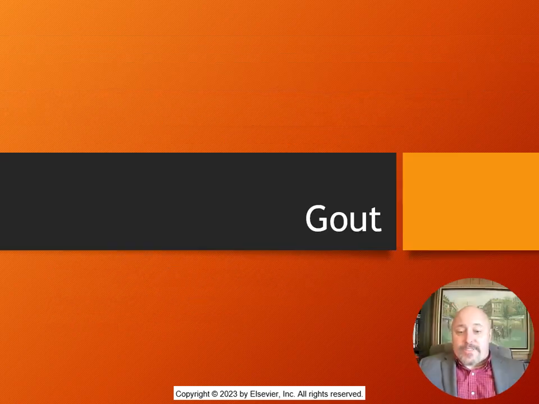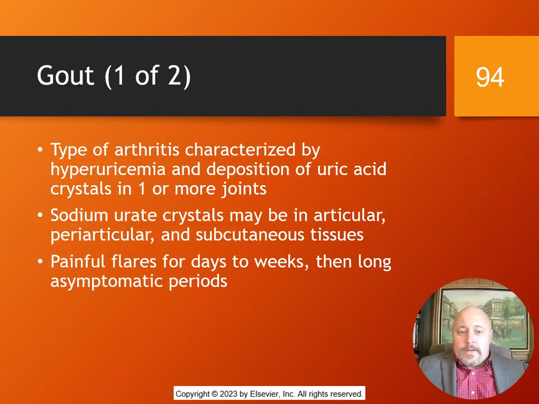And we'll finish up this module with gout. It wasn't just for Henry VIII. Gout is a form of arthritis characterized by the buildup of uric acid crystals depositing within the joints. And as these crystals deposit, they can cause the joint to swell up and become extremely painful. These painful flare-ups can last from days to weeks, with periods of remission in between.